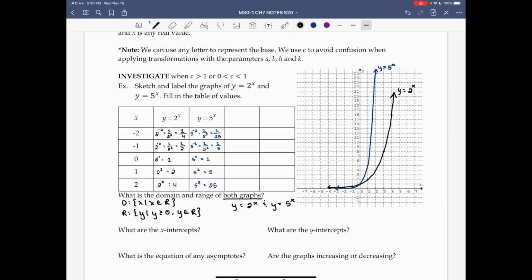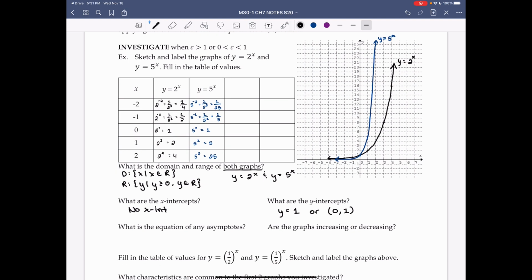What are the x-intercepts? We don't have any x-intercepts. We never touch or cross the x-axis. What are the y-intercepts? Both of these have y-intercepts at y equals 1. Or we can write that as (0, 1). What is the equation of any asymptotes? We have a horizontal asymptote at the x-axis, which is y equals 0.